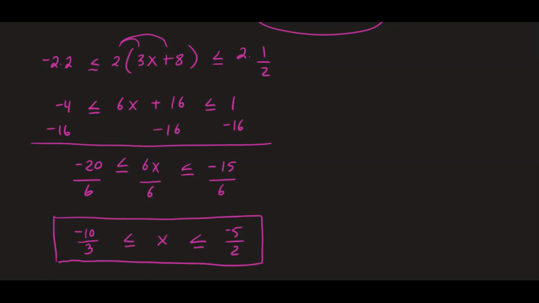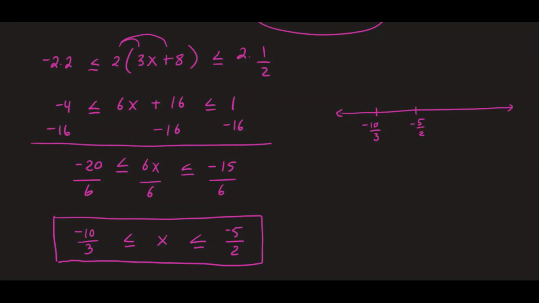Okay, so now let's try to draw this solution set. So we have the real line. So 10 over 3, that's about 3.3. So let's say this is negative 10 over 3. And 5 over 2, that's about 2.5. So that would be somewhere here.